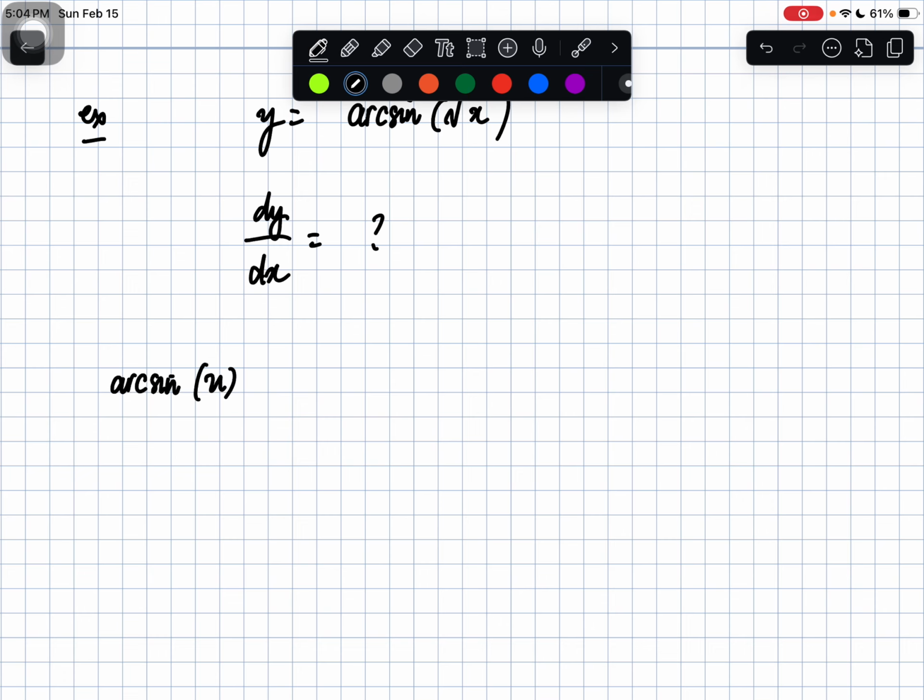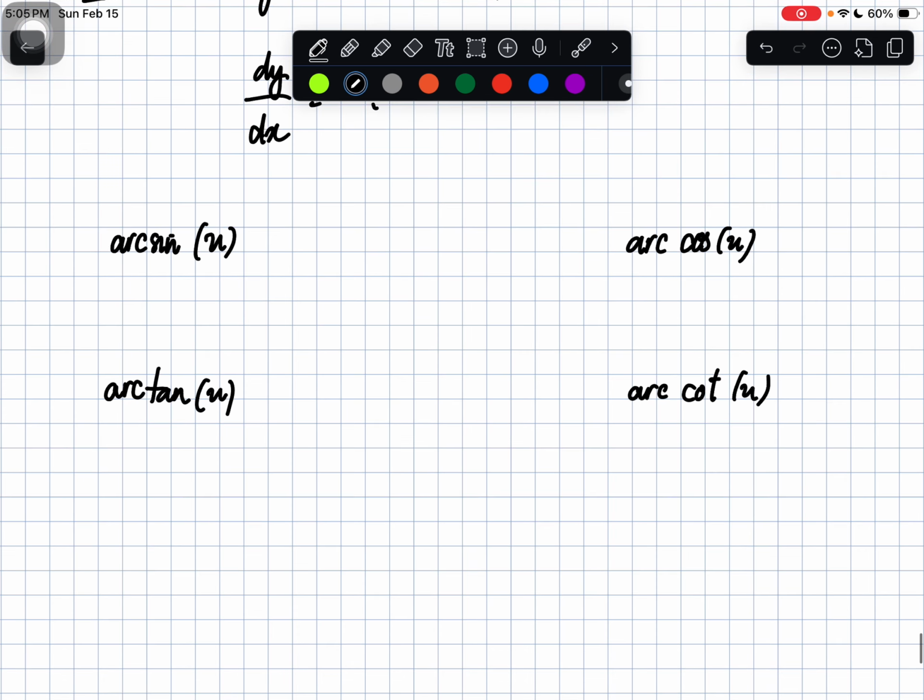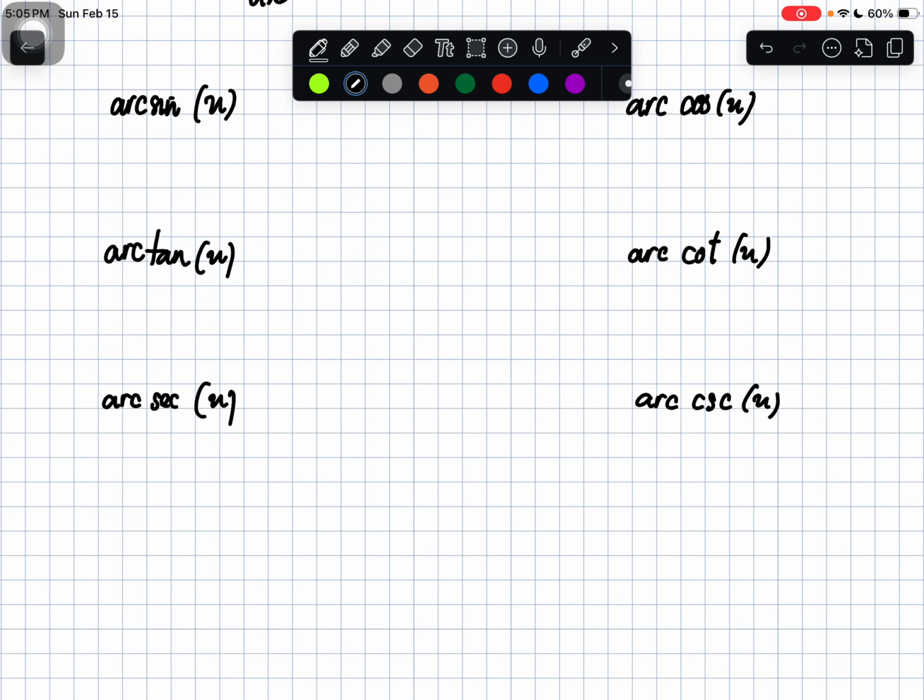We use the chain rule. The inverse trig functions are arcsine, arccosine, arctangent, arccotangent, arcsecant, arccosecant. Now, here's how we will remember that.